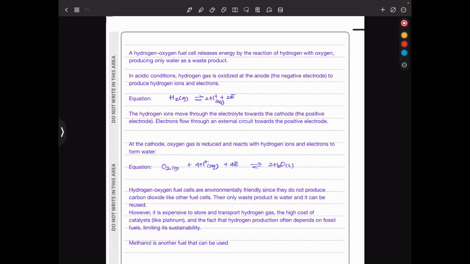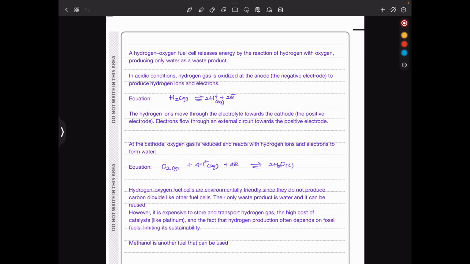So in this case, since we're using the hydrogen fuel cell, we're going to see hydrogen oxidized at the anode, and then oxygen is going to be reduced at the cathode. In this case, only hydrogen and oxygen come in, and the waste product is going to be water. So there is no production of carbon dioxide or other waste gases, and the water produced could be recycled in order to be used again.